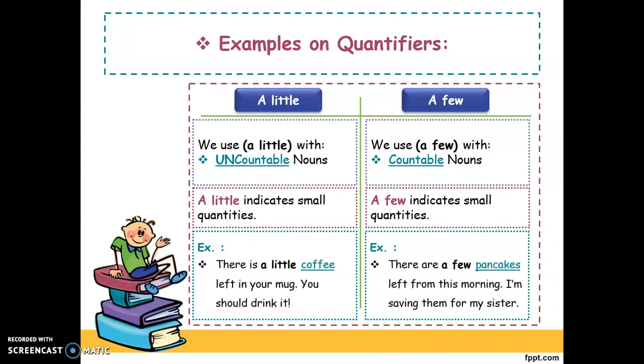On the other hand, if we look at an example of a sentence containing the quantifier a few, we will see that there are a few pancakes left from this morning. I'm saving them for my sister. A few pancakes. Pancakes here is a countable noun. We can notice that it is countable because it is made up of small parts that you can actually count. You can count the number of pancakes on a plate. And there's also an S at the end of the word, which makes it countable.